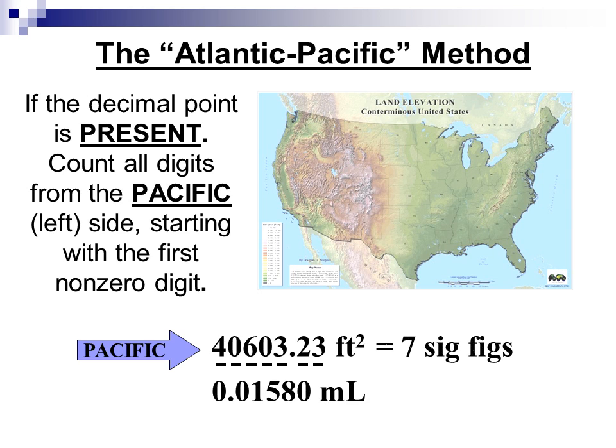In the second example, 0.01580 milliliters, we're going to start on the Pacific side of the measurement because the decimal point is present. Starting with the first non-zero digit, which is 1, we go left to right, counting all the digits from that number 1. And we see we have 4 sig figs.